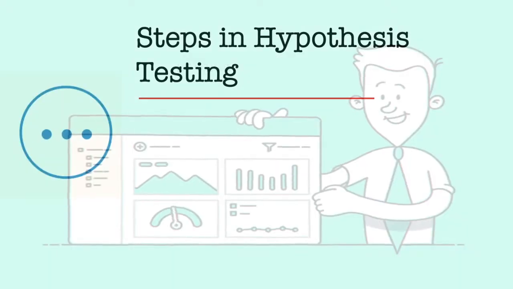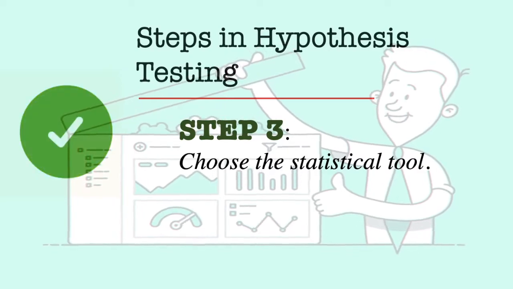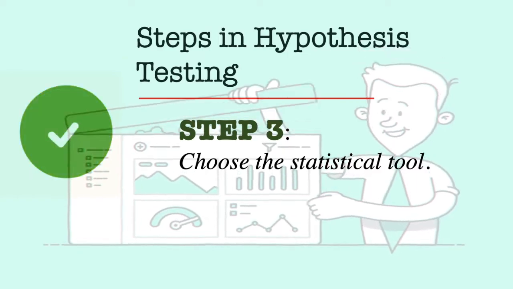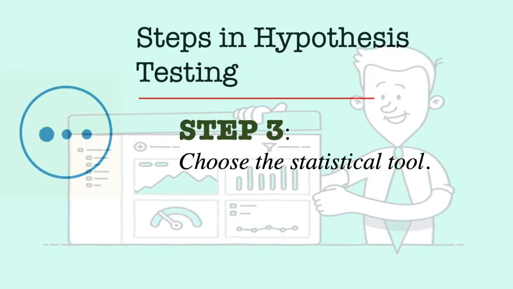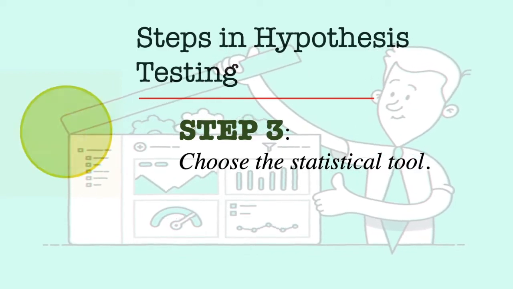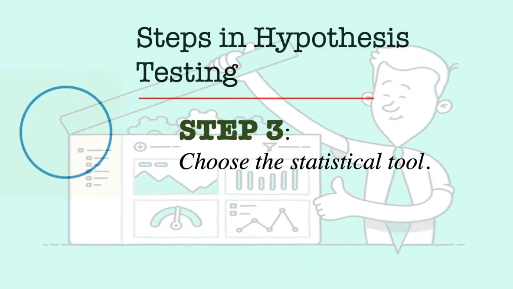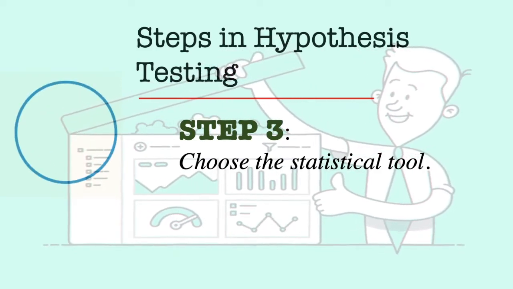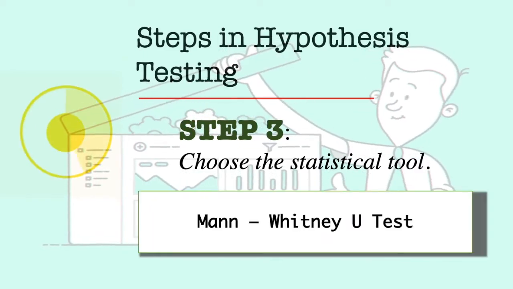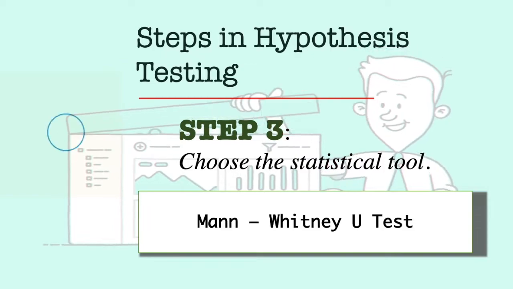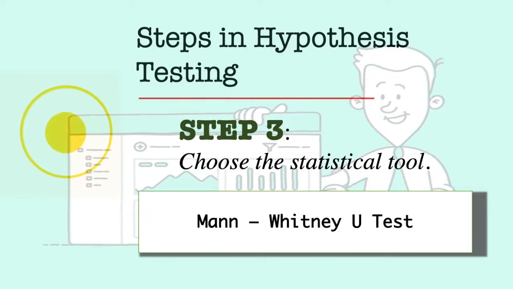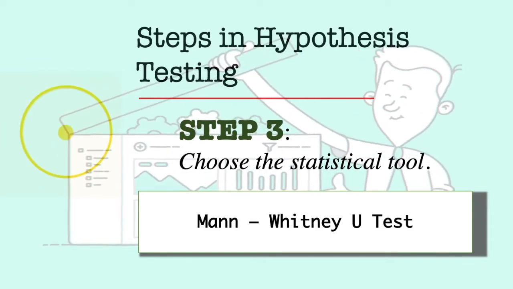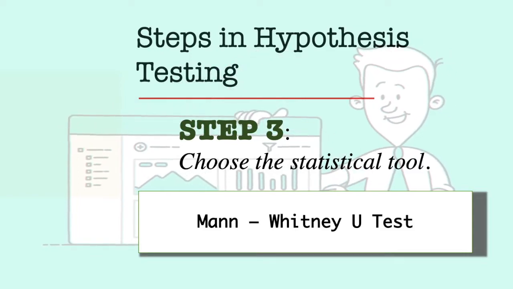Step 3. Choose statistical tool. In the first part of the video, you learned about assumptions that should be met in order to use Mann Whitney U test. So let's suppose that those 4 assumptions were met. So because those 4 assumptions were met, we have chosen Mann Whitney U test as the appropriate statistical tool. So you see, it is only in this step of hypothesis testing that we choose which statistical tool to use.